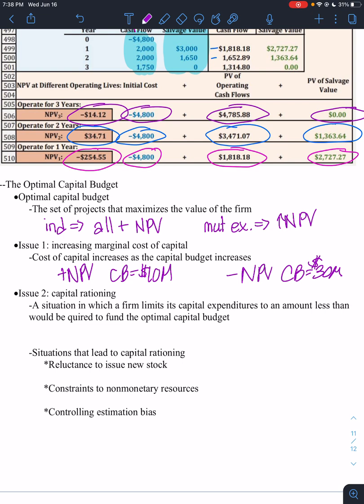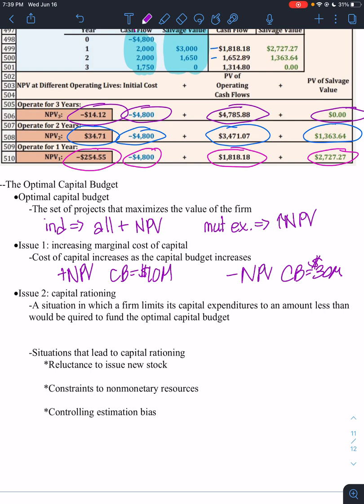Why do firms do this? Sometimes they are reluctant to issue new stock for a few reasons. You should have learned at some point, and if not, you'll learn it now in your life, that issuing stock is expensive. It's not cheap. It is not cheap to issue stock. Flotation costs are expensive, right?